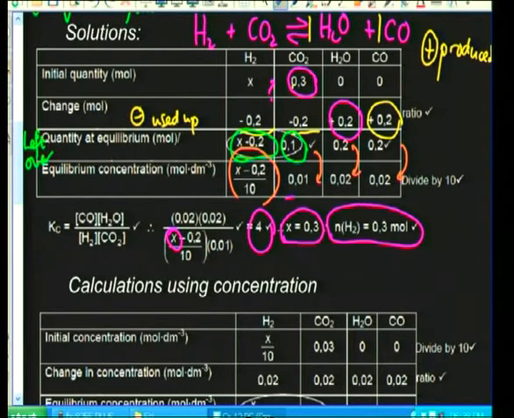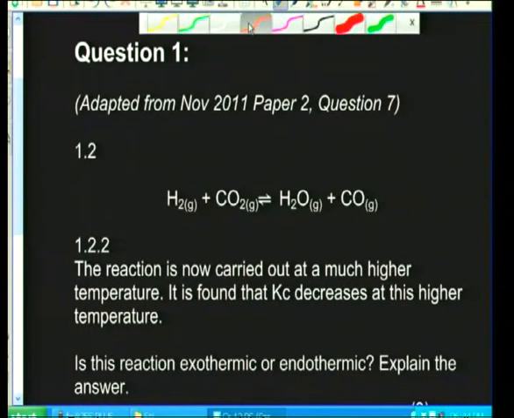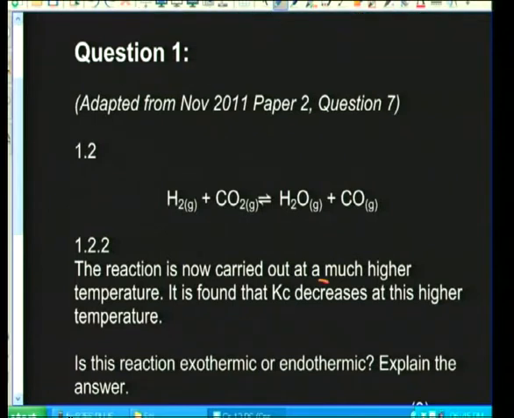Let's move on and tackle another Kc problem. The next question, 1.2.2. The reaction is now carried out at a much higher temperature. It is found that Kc decreases. That's critical. Is this reaction exothermic or endothermic? So they're not telling us what delta H is. We need to work out whether this is endothermic or exothermic. We have got information, but I want to focus firstly on the Kc decreasing.